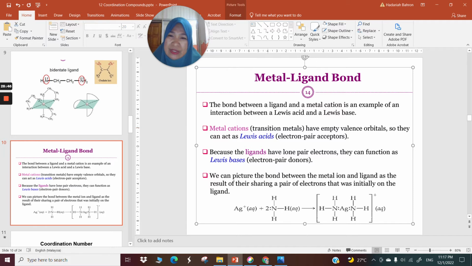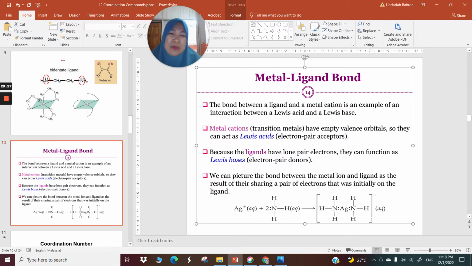Metal cations, which are the transition metals, have empty d orbitals. I'm going to talk about this later. You just have to take it from me now that transition metals have empty d orbitals, so they can act as a Lewis acid or electron pair acceptor. So metal cations are electron acceptors, they are Lewis acids. And the ligands are the electron donors, so they are the Lewis bases. So the relationship between your ligand and your metal is a Lewis acid base relationship.